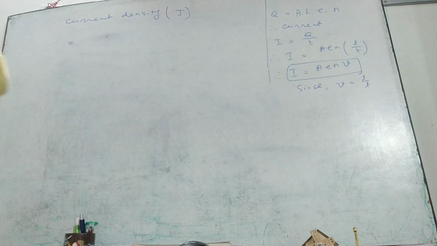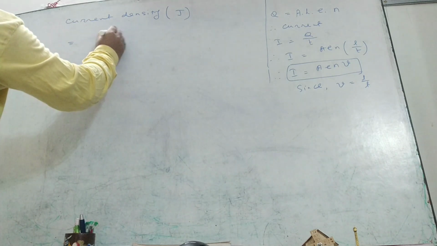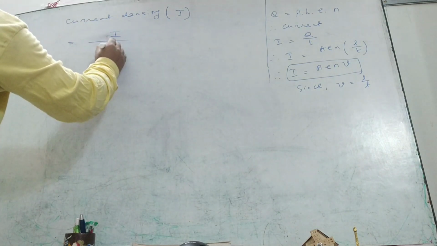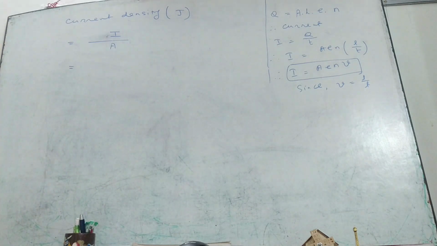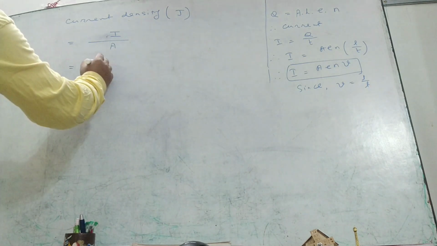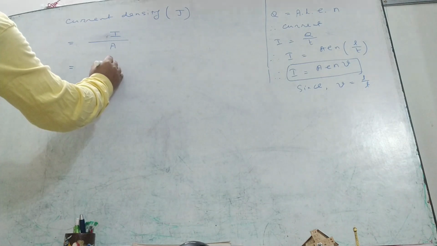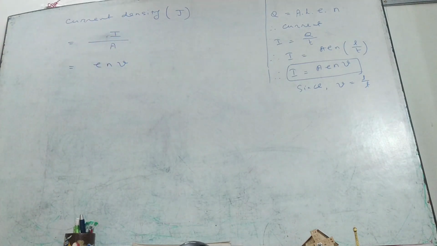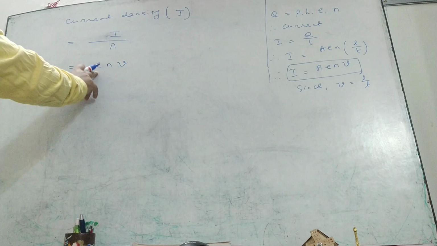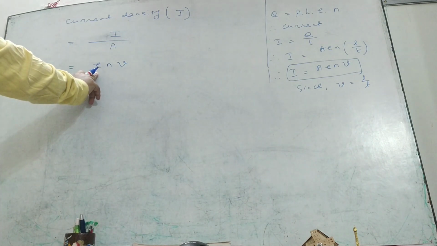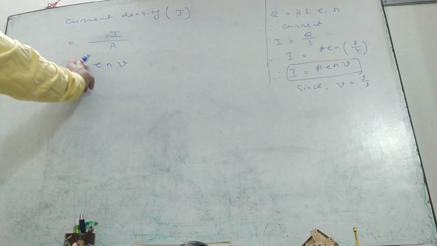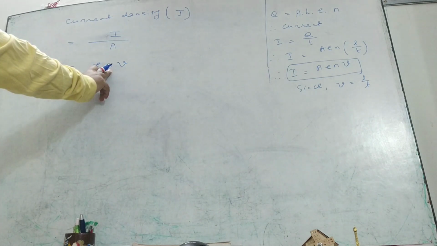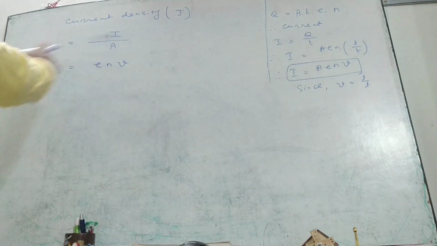Current density J is equal to I by A. That is, the amount of current that flows normally through unit cross section. This gives J is equal to e n v, that is, current density is equal to charge of electron into free electron density into drift velocity of an electron.